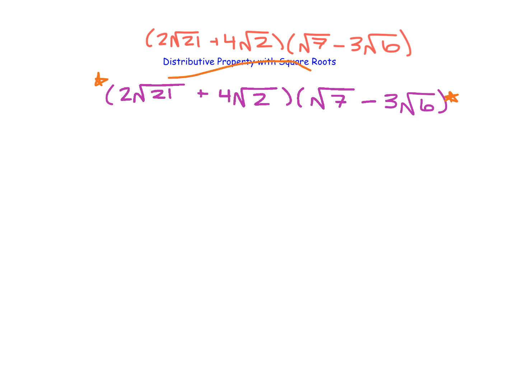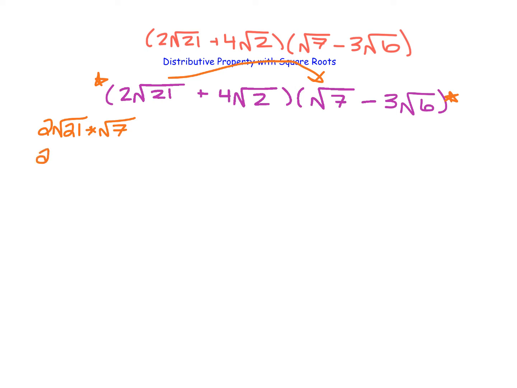So here we have 2 square roots of 21 times the square root of 7. So I write this out, 2 square roots of 21 times the square root of 7. So here we're going to need to multiply the numbers on the outside of the square root and then multiply the numbers on the inside of the square root because we are multiplying with square roots. So first I notice here that the only numbers on the outside are 2 and then the implied 1 there.